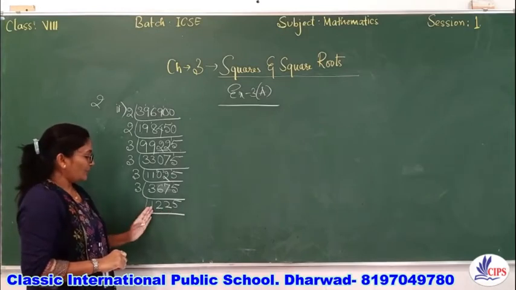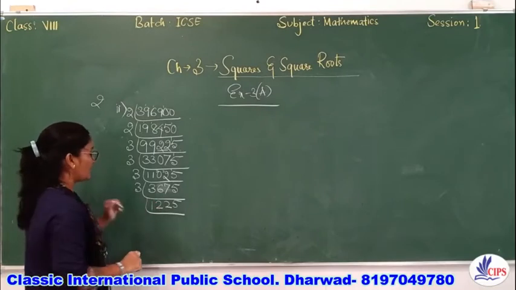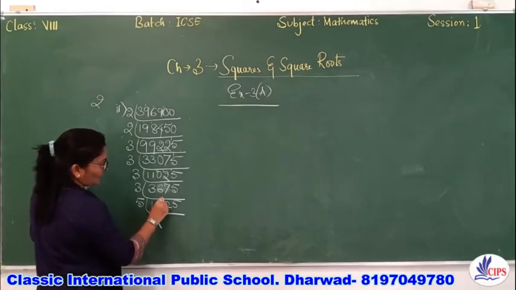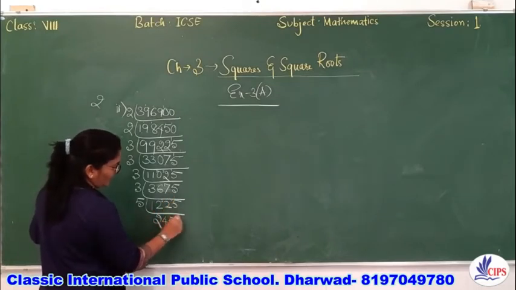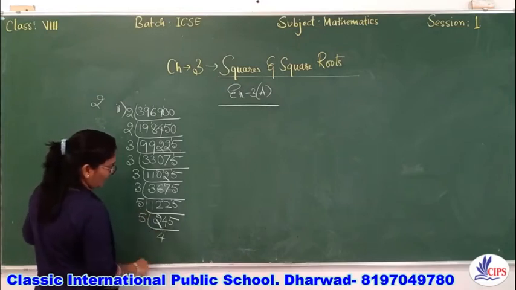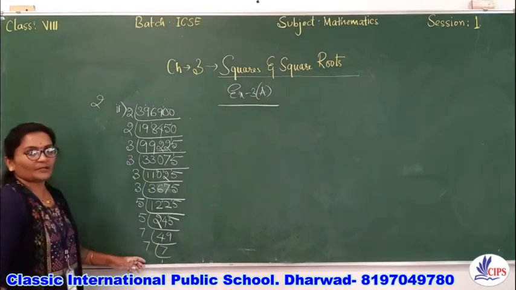Now 1 plus 2 is 3, 3 plus 2 is 5, 5 plus 5 is 10. It's not divisible by 3, so I'll take 5. Now 5 2s is 10, 2 is left, 5 4s is 20, 2 is left, 5 5s are 25. Now again I'll take 5, 5 4s are 20, 4 will be left and 5 9s is 45, then 7 7s are 49 and 7 1s are 7. So we have completed our factorization.